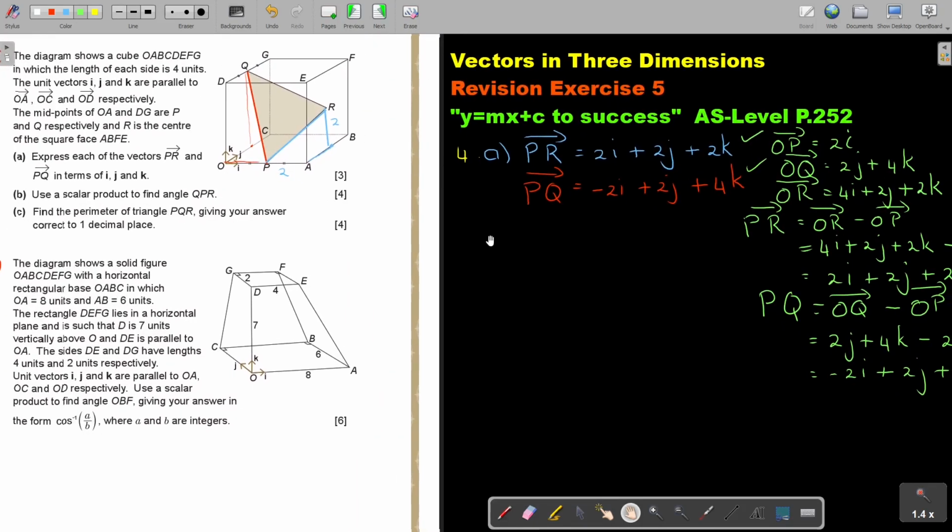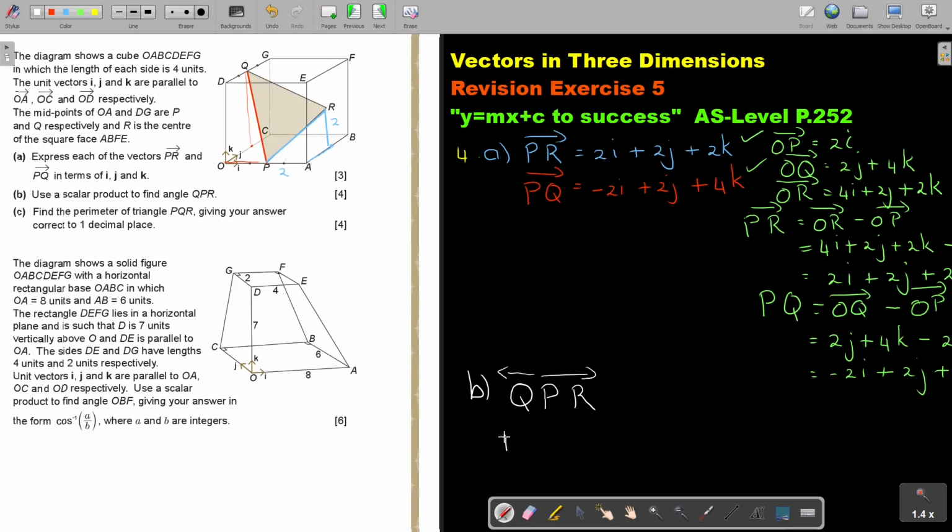Now, use a scalar product to find angle. Let's go for b. Use a scalar product to find angle QPR. Now, always look at what you have. You have PR. So remember, the arrows must both go out or both go in. And then you will have PQ, so it will go out. So the scalar product of, now let's just write it correctly, I'm starting incorrectly.